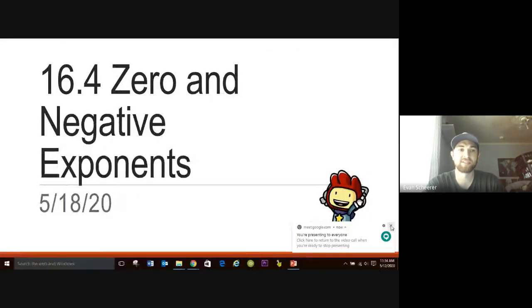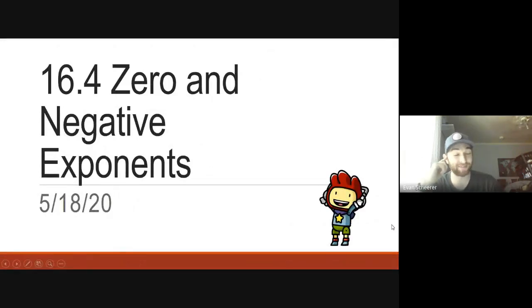All right, welcome to 16.40 and negative exponents. So we've talked about the product rule for exponents. We've talked about the quotient rule, right? But notice they've all been positive exponents. That's normal. But it turns out you could have an exponent that's a zero. You could have 10 to the zero power. You can also have negative exponents. You have 3 to the negative 2 power. Weird, right? So we're just going to talk about what those are and do a couple examples.